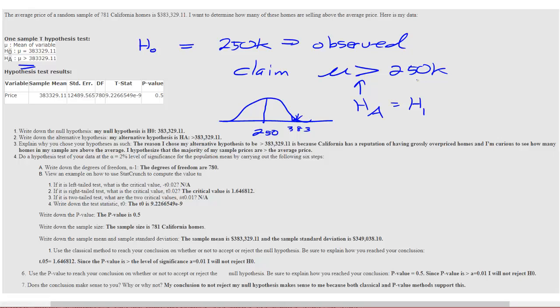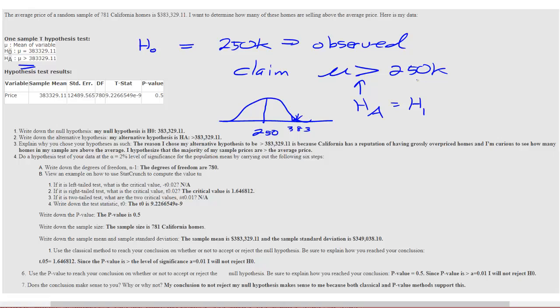So that's why it's better to make your claim the alternative, because then if you can find enough evidence to reject the null and support the alternative, then you've found evidence to support your claim. If your claim was the null, then all you can hope for is that there isn't enough evidence to support the alternative, and therefore, by default, your claim is held in place. You see how that's a weaker argument?